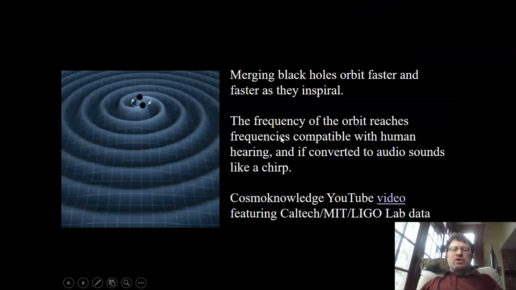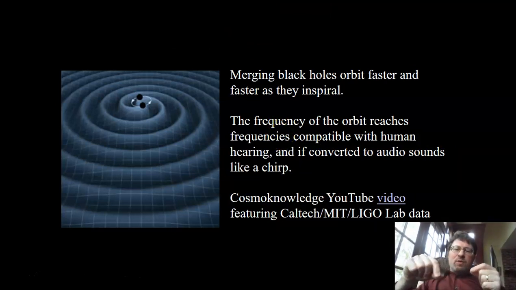So merging black holes, as I was mentioning, they will, as they're orbiting, orbit faster and faster and faster. As they lose energy to gravitational waves, their orbit shrinks. And so as they go faster and faster and faster, they can start to orbit at frequencies that are comparable to what the human ear can detect. So hundreds of hertz. Remember, a hertz is a cycle per second. So what I'm saying is that the black holes would orbit around one another hundreds of times per second in their final orbits before they merge together.